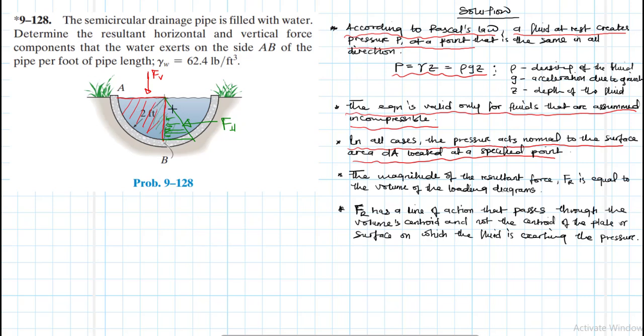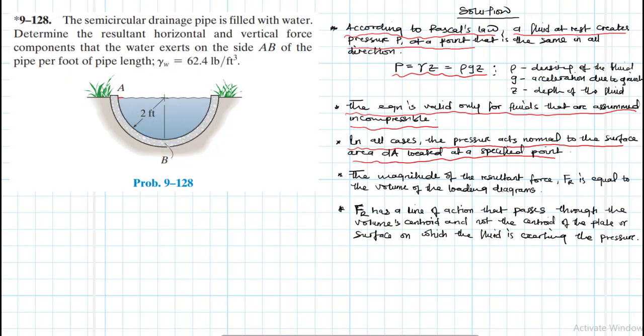This whole lot of it, green and red, has a thickness of 1 foot. And FR has a line of action that passes through the volume's centroid, the centroid of the loading diagram, and not the centroid of the plate, surface or material. So in our case, it's not the centroid of the pipe, but the centroid of the volume of the loading diagram. All right, so let's begin solving the problem.